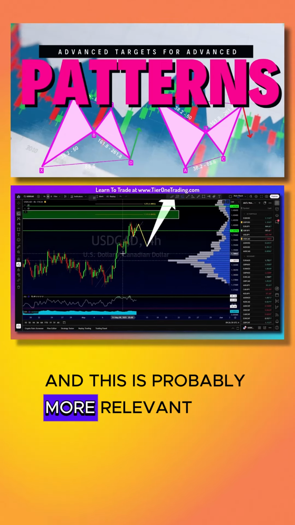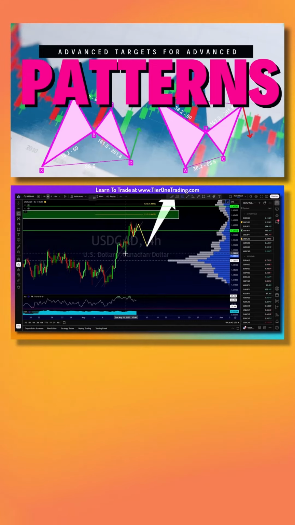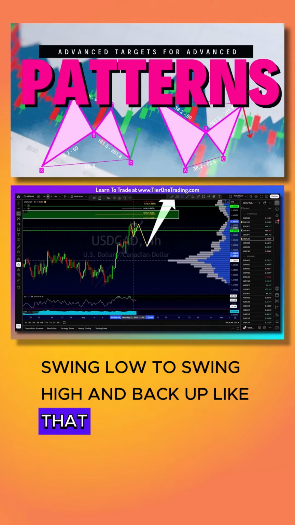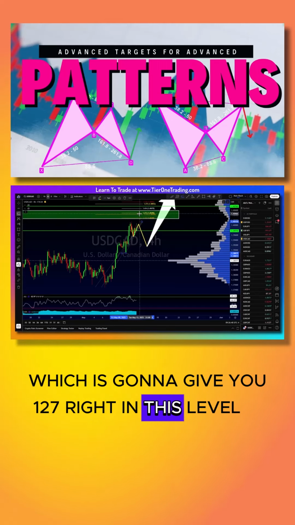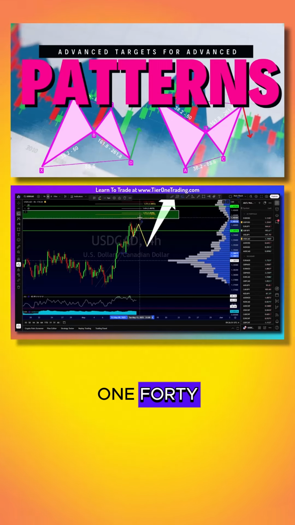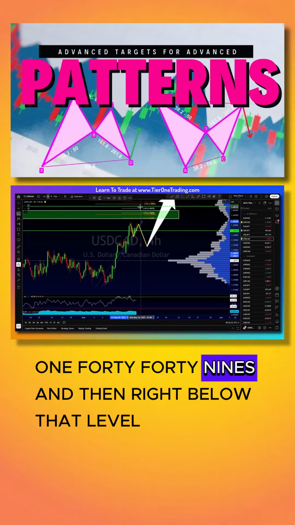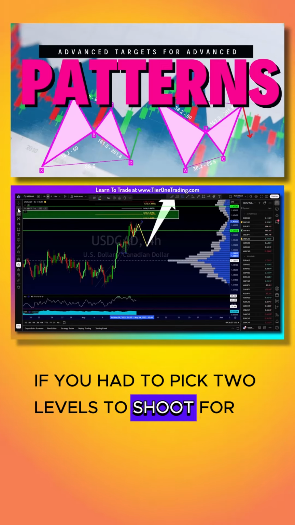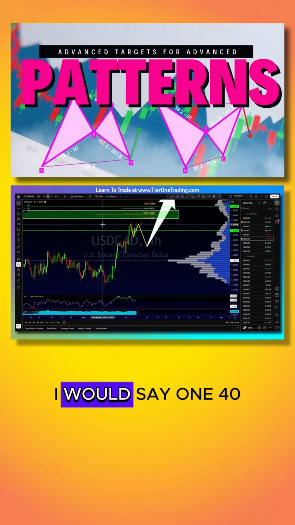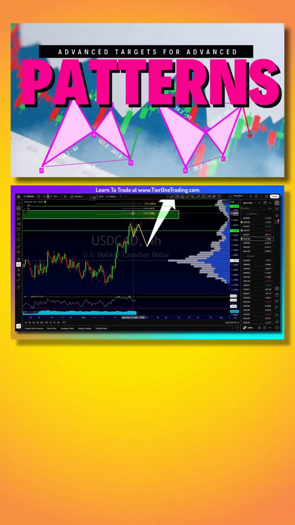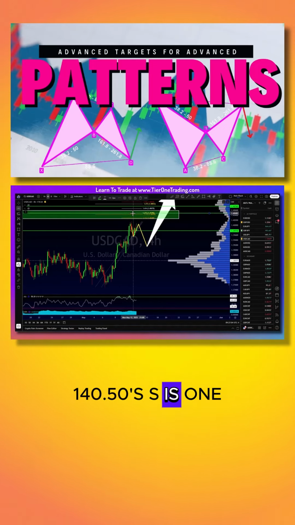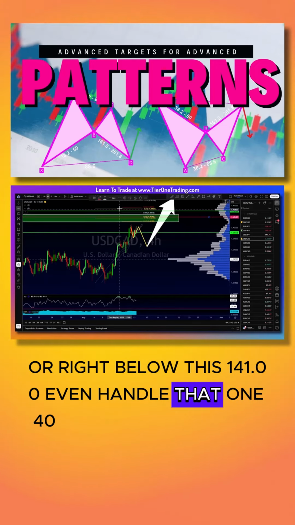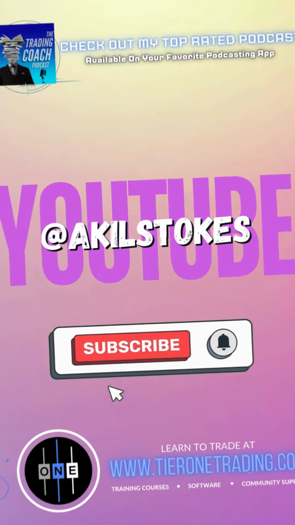And this is probably more relevant from our most recent swing low to swing high and back up like that, which is going to give you a 127 right in this level, 140.49s, and then right below that level. So I would say if you had to pick two levels to shoot for, right, I would say 140.50s is one, or right below this 141 even handle, that 140.80s level, perhaps.